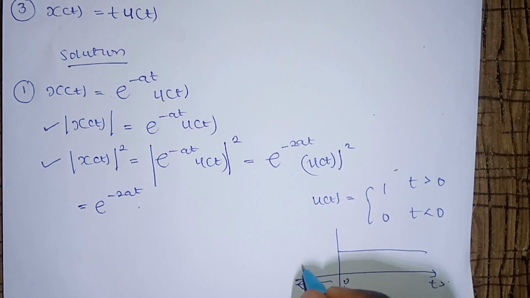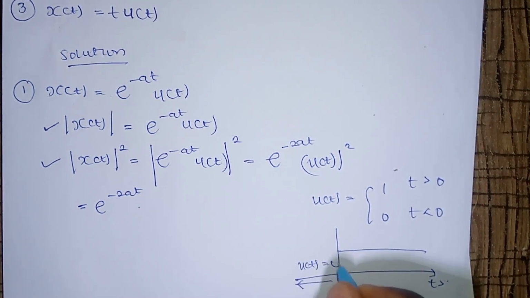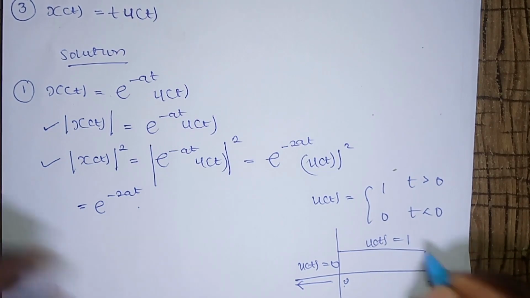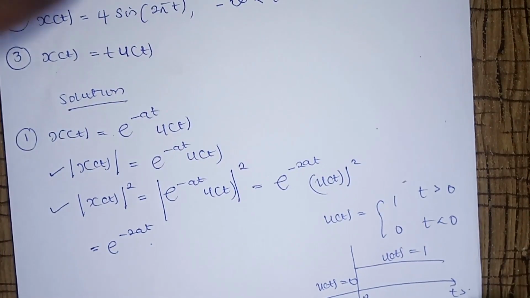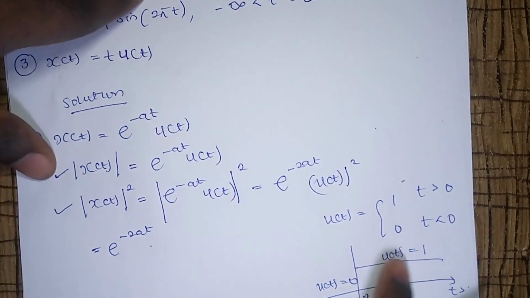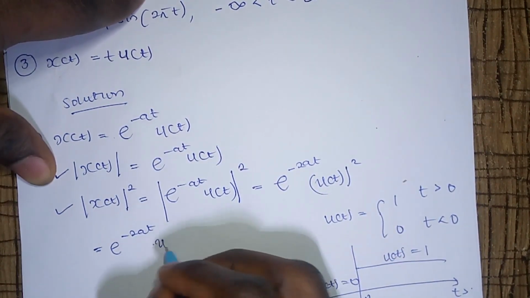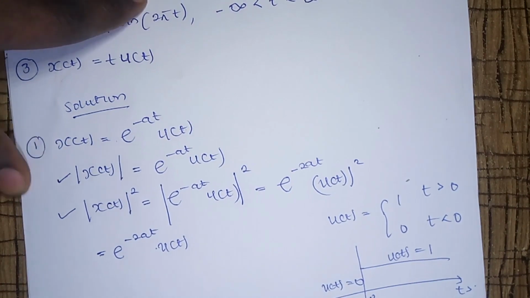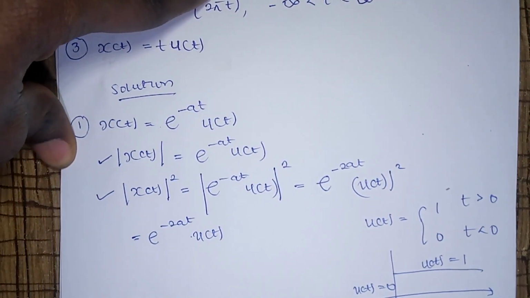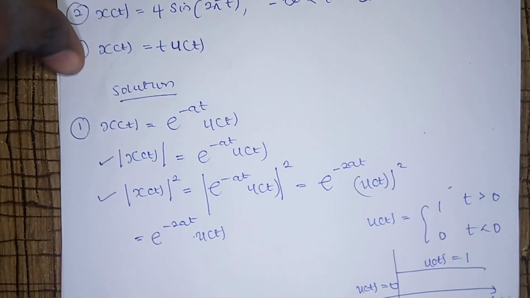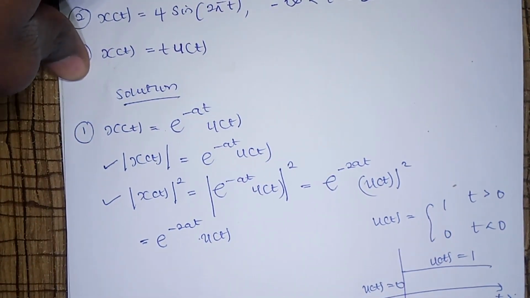But for this region, u of t has a value of 0, but at this point u of t has a value of 1. So if u of t is having a value of 1, if you square 1, it is going to give you the same thing. So u of t squared is the same thing as u of t. So if u of t squared is the same thing as u of t, what we need to do here is proceed in solving.